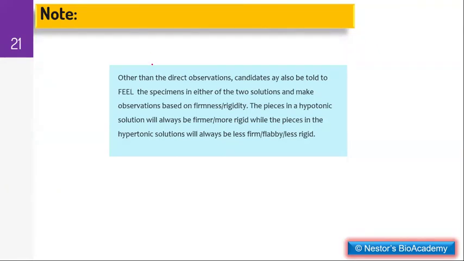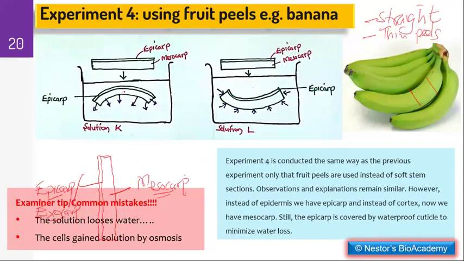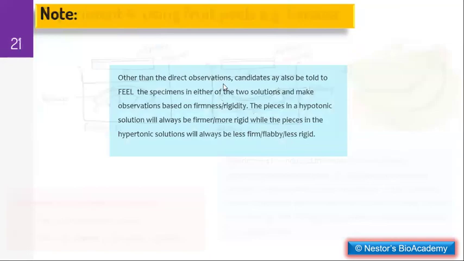Now, still remember we're referring to curving inwards or curving outwards. Like in this case, this is the epicarp. So in this case, the curving is inwards if it is in the direction of the mesocarp, and the curving is outwards if it is in the direction of the epicarp. Again, that's another very common experiment you're likely to encounter.